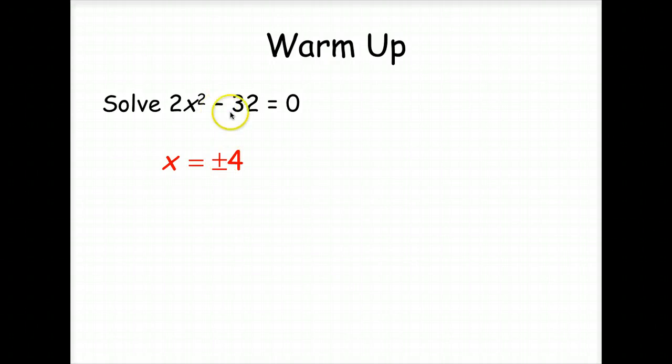Did you add 32 to both sides? Divide both sides by 2, so x squared is equal to 16. Square root of 16 is plus or minus 4. All right, so moving on.